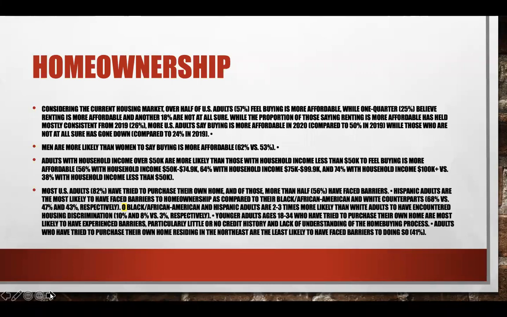Just a couple of statistics I'm going to go over, and in the interest of time, I'm going to go past this slide. But considering the current housing market, over half of U.S. adults feel buying is more affordable, while 1/4 believe renting is more affordable.